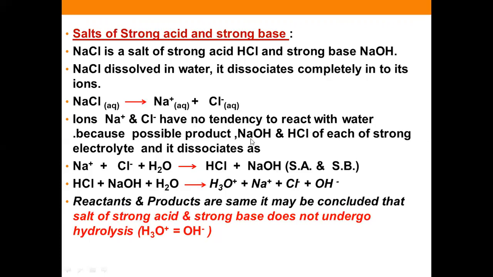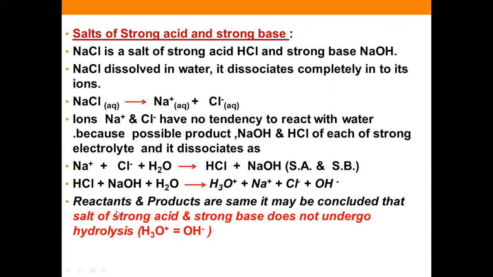Because the possible products NaOH and HCl are each strong electrolytes, it dissociates as Na plus, plus Cl minus, plus H2O. It gives HCl plus NaOH. This HCl is a strong acid and this NaOH is a strong base, and whenever this strong acid and strong base again react with water, it will give H3O plus, plus Na plus, plus Cl minus, plus OH minus.